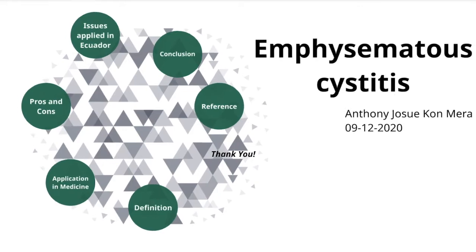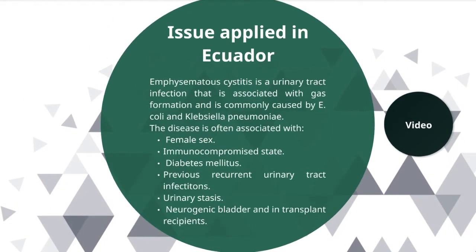Results applied in Ecuador. Emphysematous cystitis is a urinary tract infection that is associated with gas formation and is commonly caused by E. coli and Klebsiella pneumoniae. The disease is often associated with female sex, immunocompromised state, diabetes mellitus, previous recurrent urinary tract infections, urinary stasis, urinary bladder dysfunction, and transplant recipient.